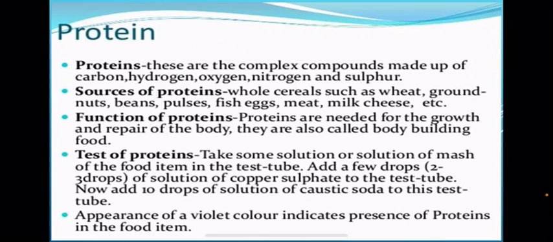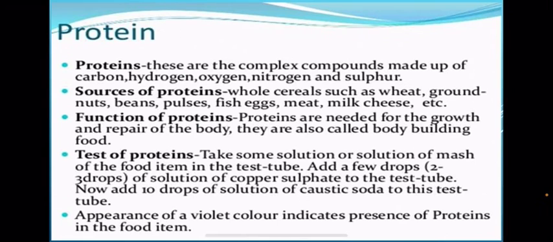Proteins. These are complex compounds made up of carbon, hydrogen, oxygen, nitrogen and sulfur. Sources of proteins: whole cereals such as wheat, groundnuts, beans, pulses, fish, egg, meat, milk, cheese, etc. Function of proteins: proteins are needed for the growth and repair of the body. They are also known as bodybuilding foods.